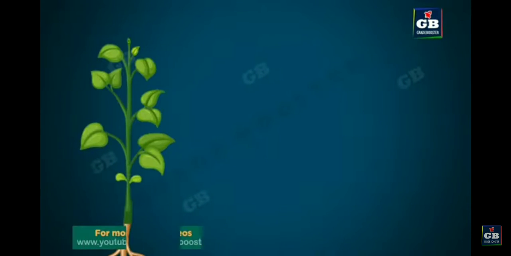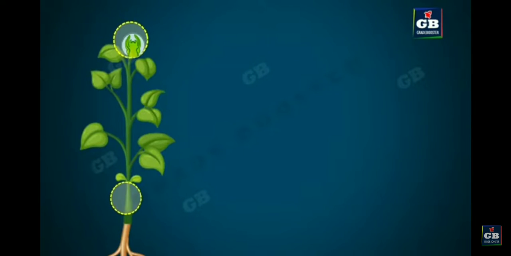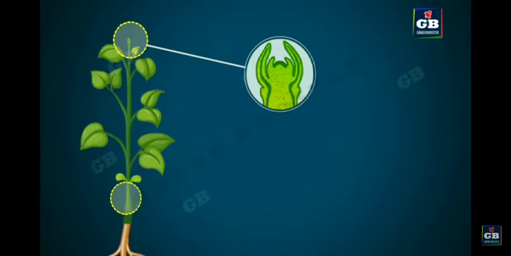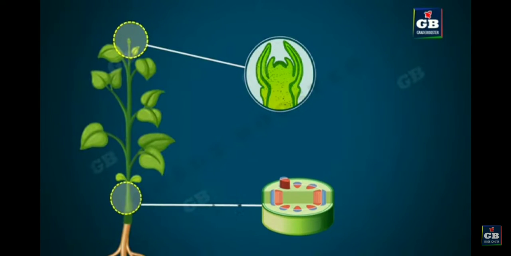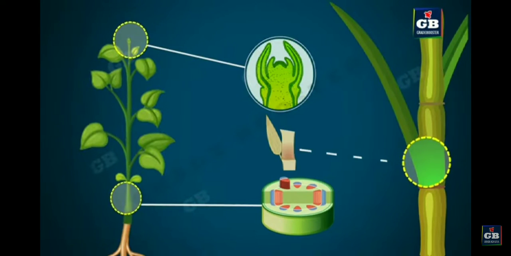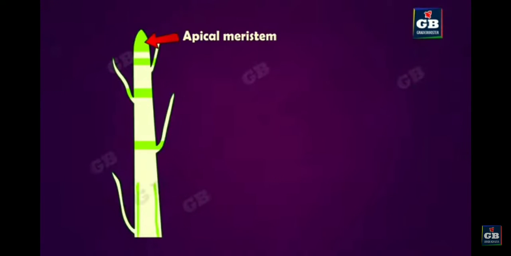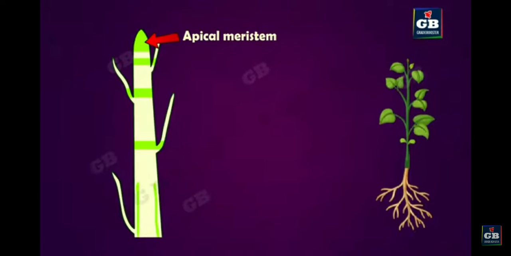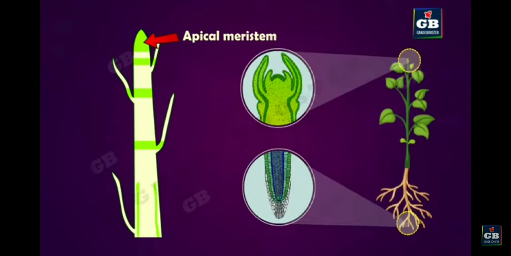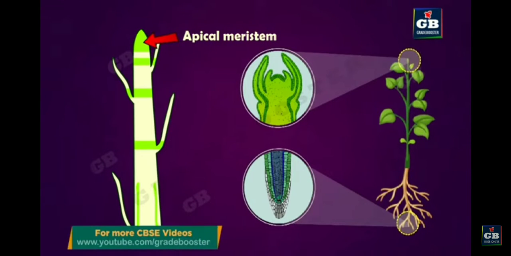The meristematic tissue of plants is classified into three types depending upon its location. They are 1. Apical meristem, 2. Lateral meristem, and 3. Intercalary meristem. Apical meristem. This meristematic tissue is present at the tips of stem and root. This apical meristem helps the stem and roots to increase their growth lengthwise.